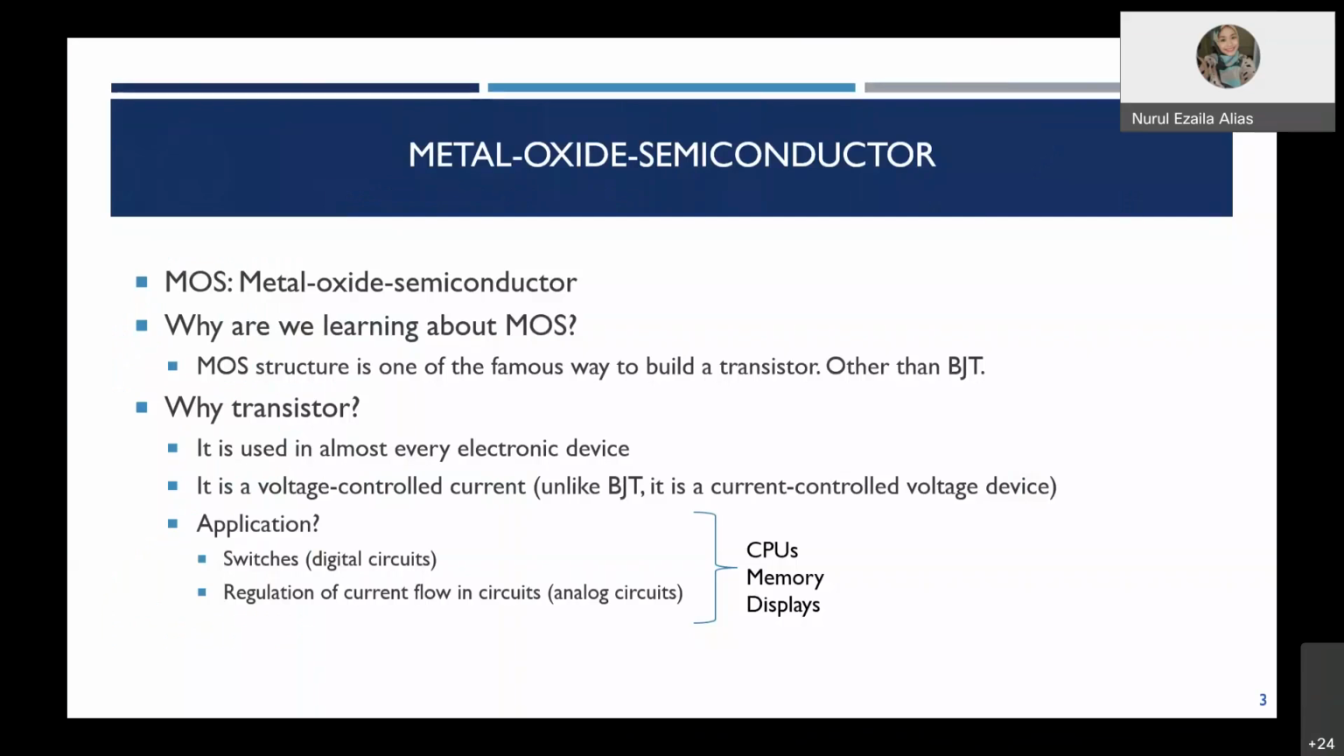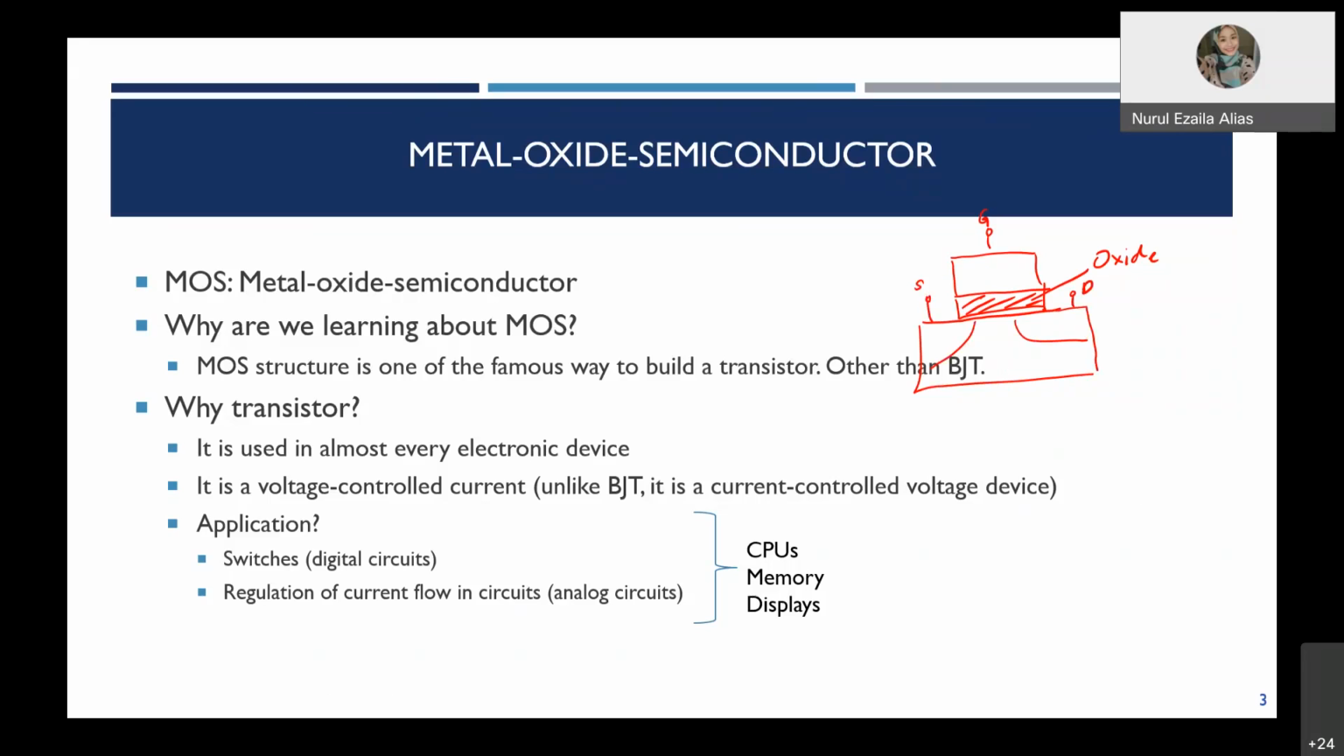Right. So what is MOSFET? It is a metal oxide semiconductor. You can imagine it as the combination of this, your gate structure, and then you have the oxide layer, and this is the substrate. The structure for MOS is like this. This is the source and this is the drain. The MOS structure is one of the famous ways to build a transistor other than BJT.